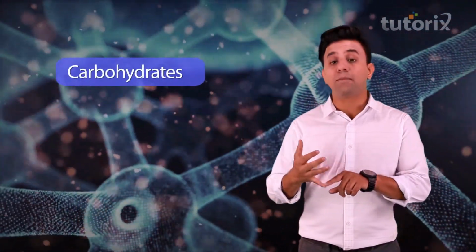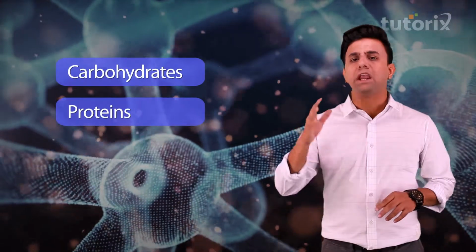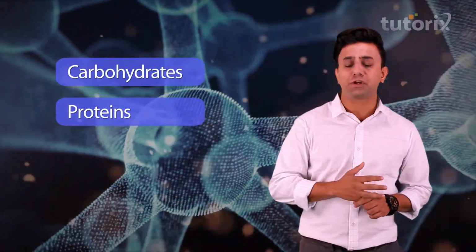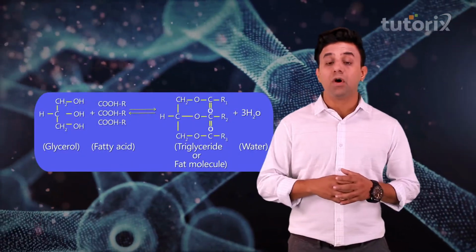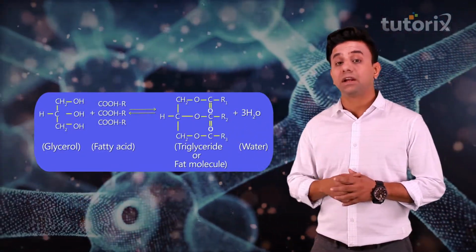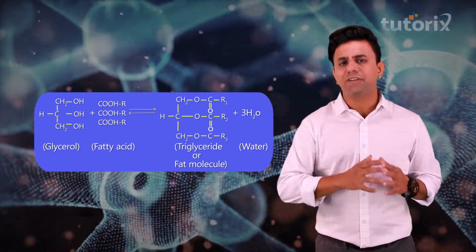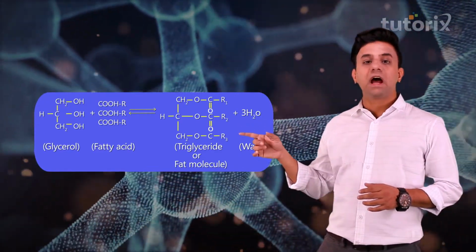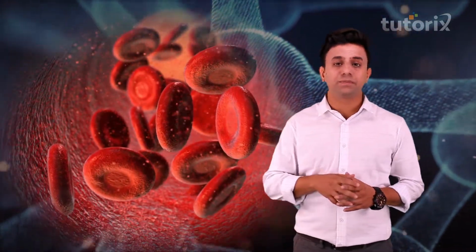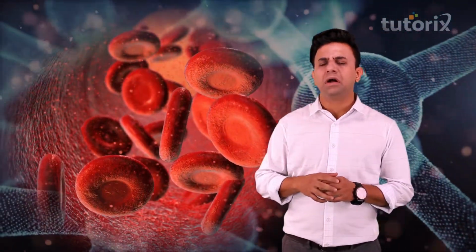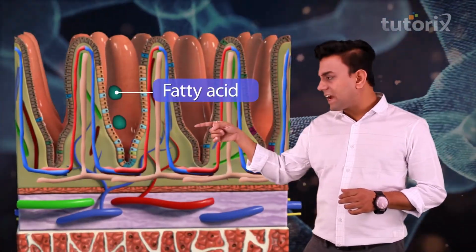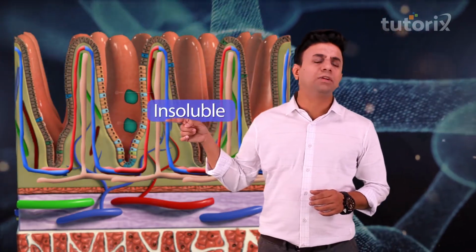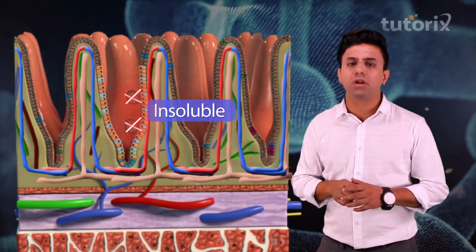So we have talked about the absorption of most of the carbohydrate and the protein, and now is the turn to talk about the absorption of the fat molecules. The fat molecule, as we all know, is made up of fatty acid and glycerol. So for the absorption of fat molecule, these two molecules have to be absorbed into the blood circulation. But there is a problem here. And what is the problem? It is that both these molecules, that is fatty acid and glycerol, are insoluble, that is, they are not soluble at all.